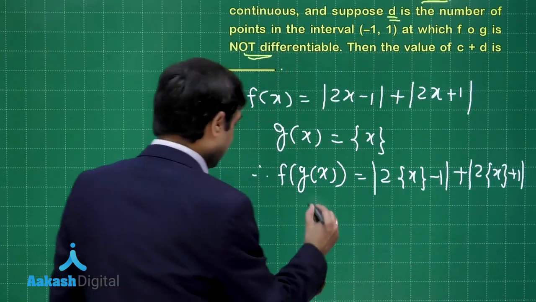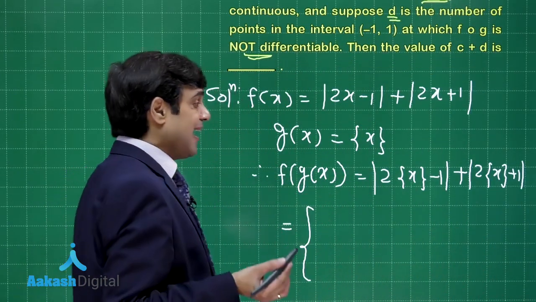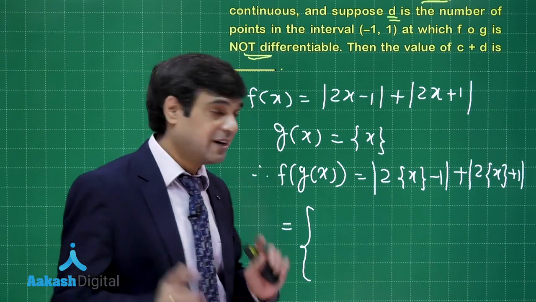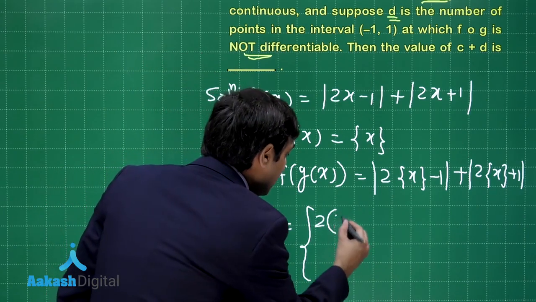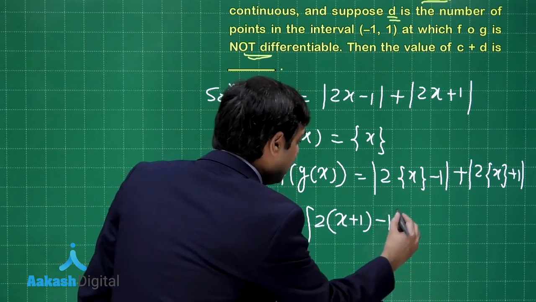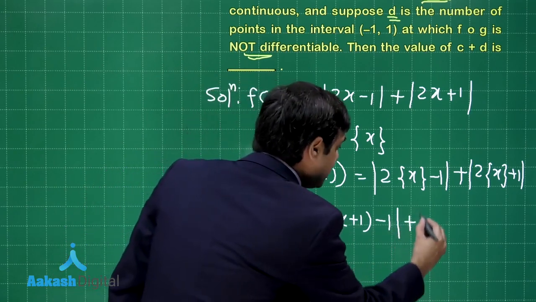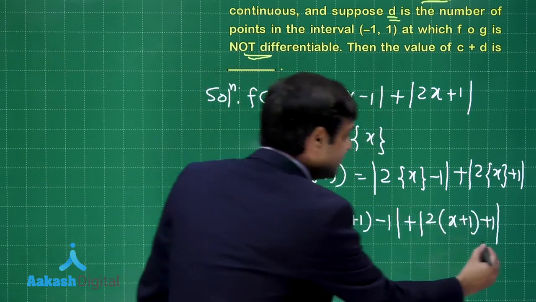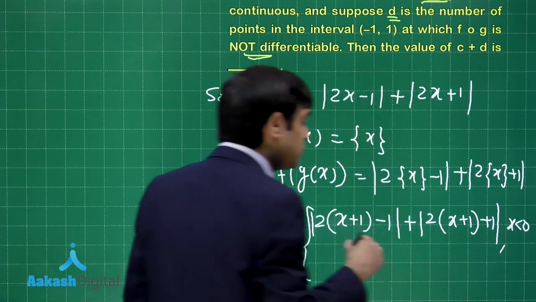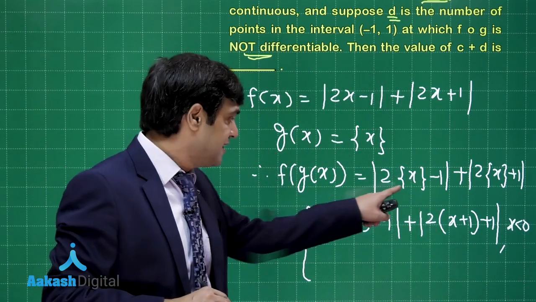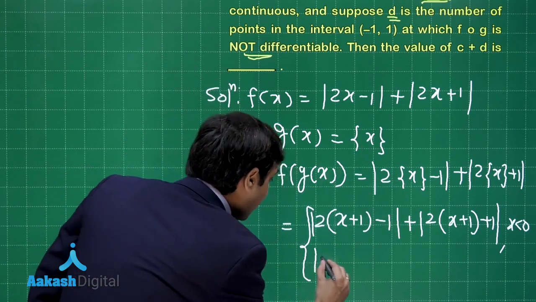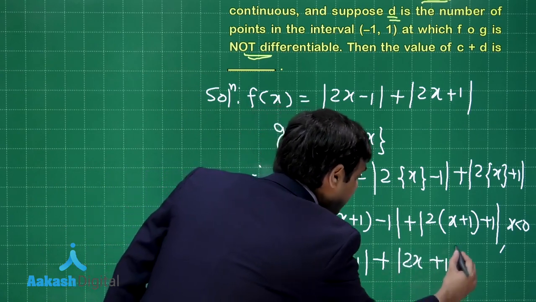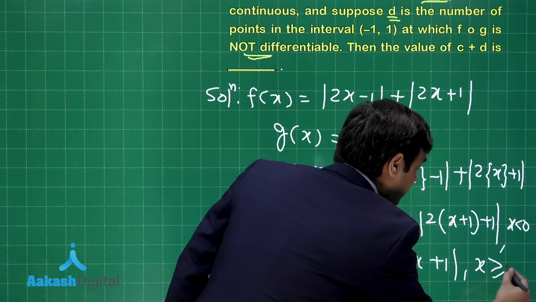Let's try. This is equal to, when you say x is less than 0, correct? What will be the fractional part of x, which is x minus greatest integer x. So you have 2 times x plus 1 minus 1, its modulus, plus 2 times x plus 1 plus 1, its modulus. This is the case when x is less than 0. And when you say x is greater than or equal to 0, in each case you can include here, that gives you twice x minus 1, its modulus, plus 2 times x plus 1, its modulus. This is the case when x is greater than or equal to 0.